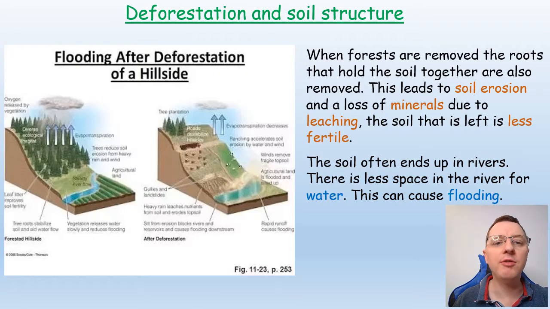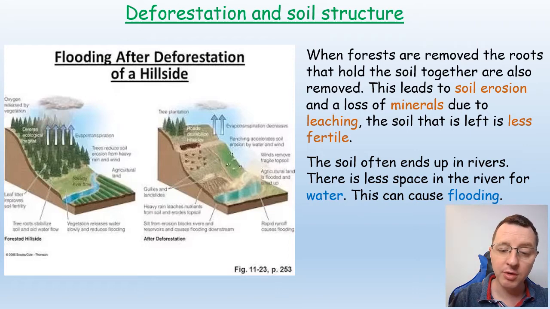So how does deforestation affect the soil structure in the areas where deforestation occurs? Well, when forests are removed, the roots that hold the soil together are also removed, and this leads to soil erosion and a loss of minerals due to leaching, and the soil that's left behind is less fertile, particularly with the rain. As the rain lands on the soil, it washes that soil into the rivers, and therefore there's less space in the river for this water, and this can cause flooding.